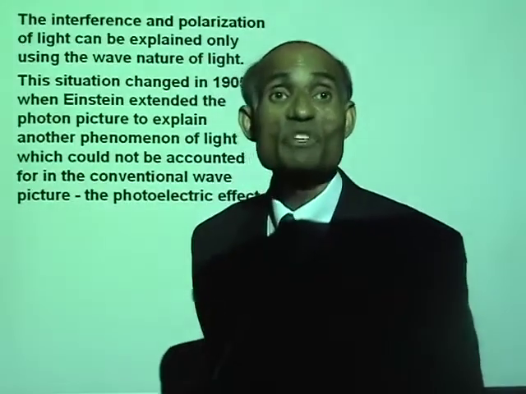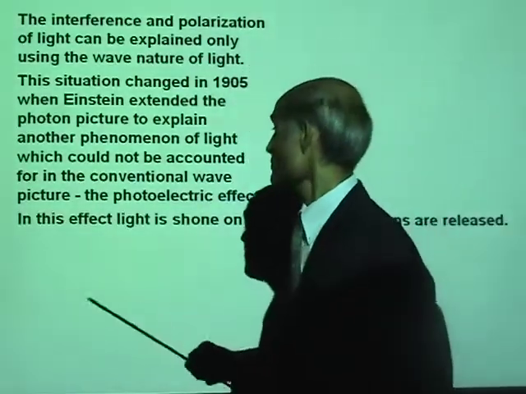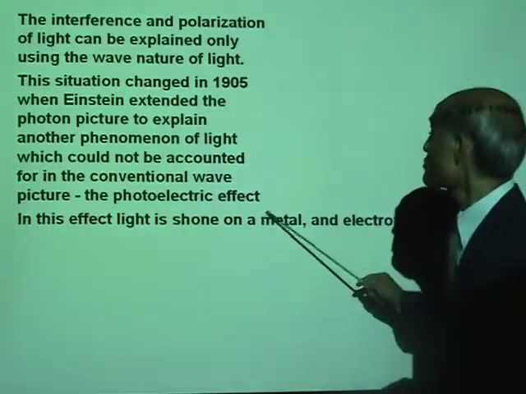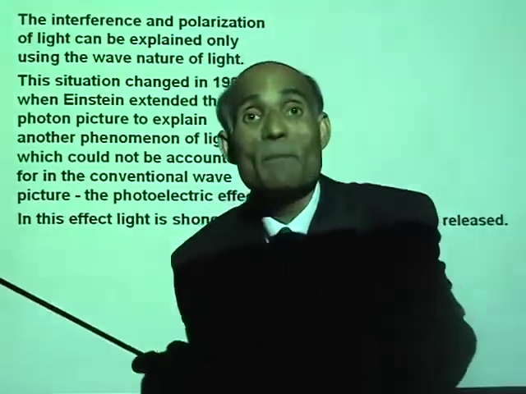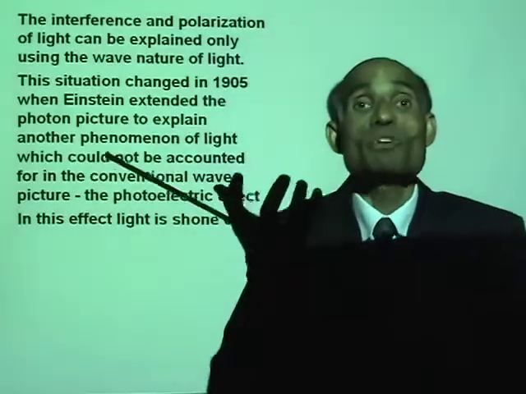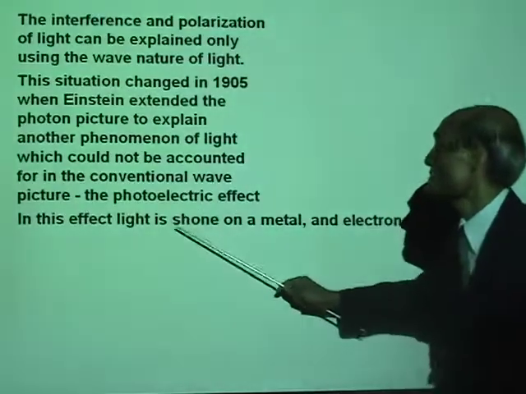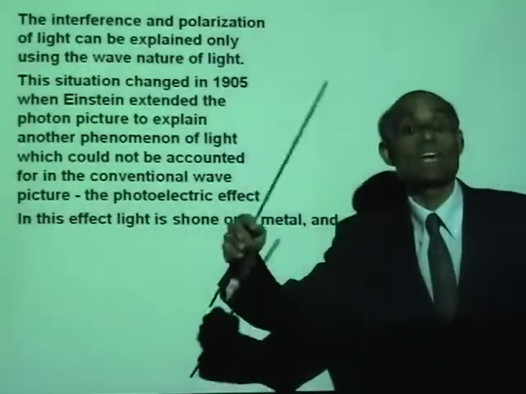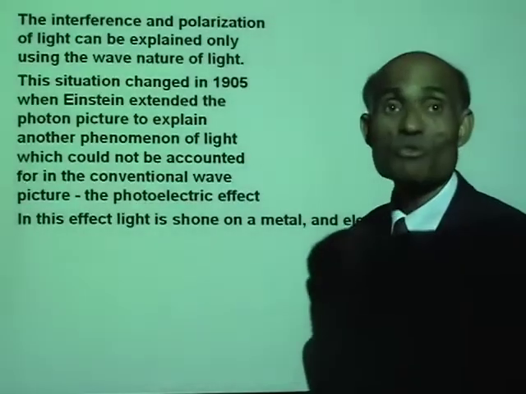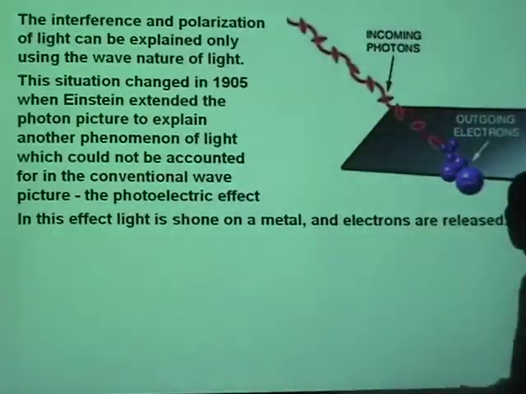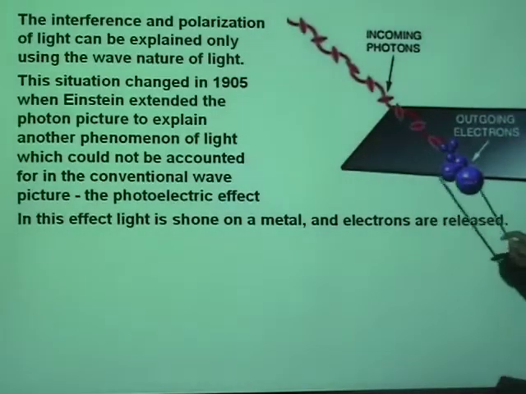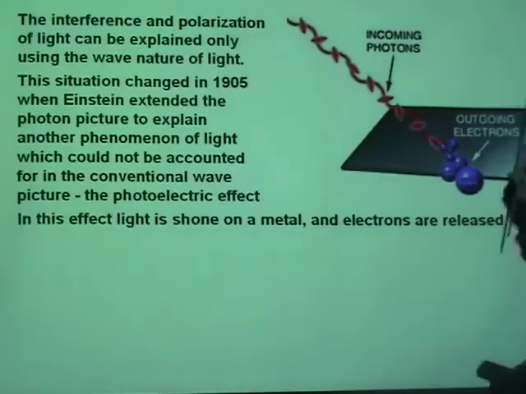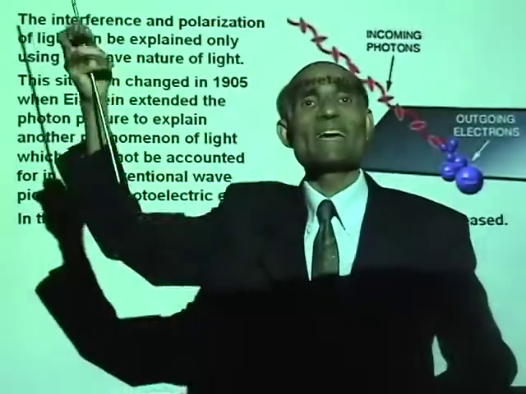Now, what is this photoelectric effect? In this effect, light is shone on a metal. When light is allowed to fall on a metal, it was observed that electrons were released from the metal. So this effect is called photoelectric effect. When light is allowed to fall on a metal, now this is a metal surface, when light comes and falls on the metal, it emits electrons. The metal throws away electrons.